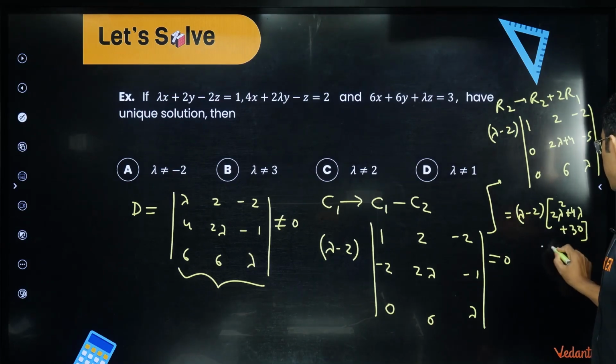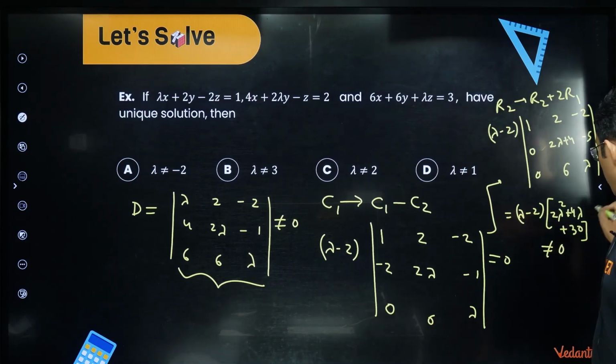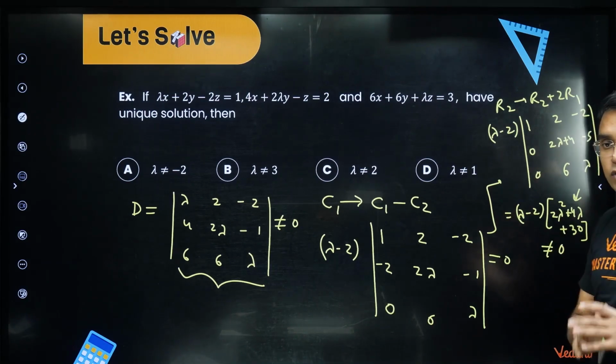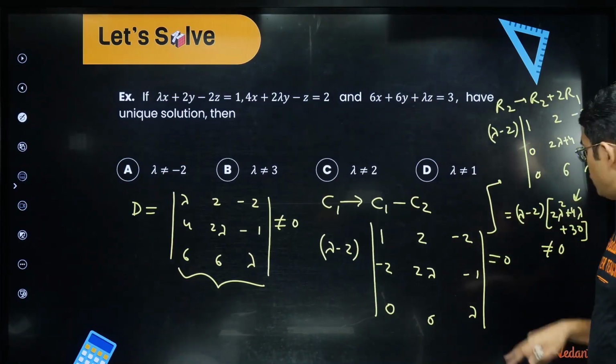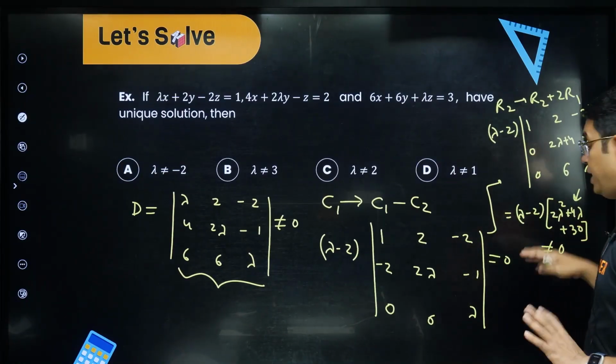Now dear students, this need not be 0. Here this is a quadratic and you can check its D is negative, so its roots will be imaginary, so it will never ever be 0.